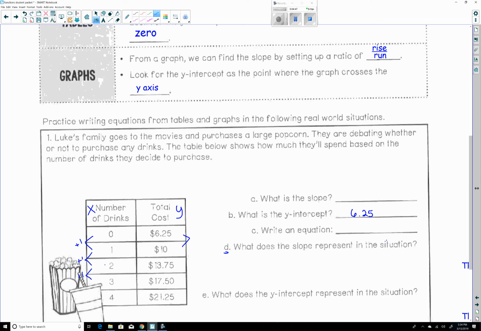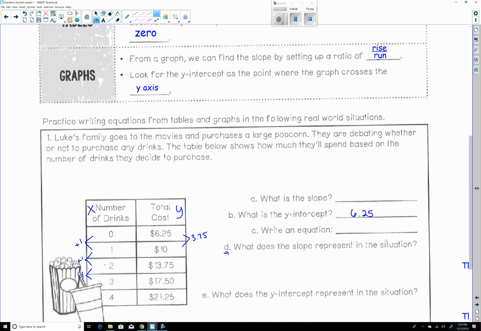Okay, from $6.25 to $10, what is the change in value there? Now, if you're really good at counting up money, you can go from $6.25 to 7, that's 75 cents. And then 7 to 10, that's $3. So it's a change of $3.75. You might be going, wait, what just happened there?